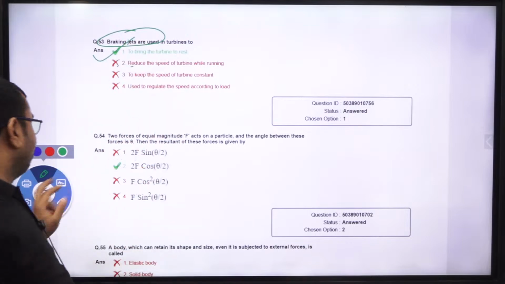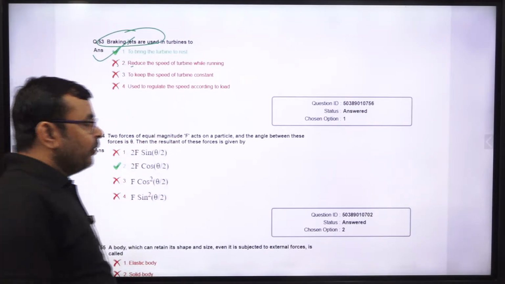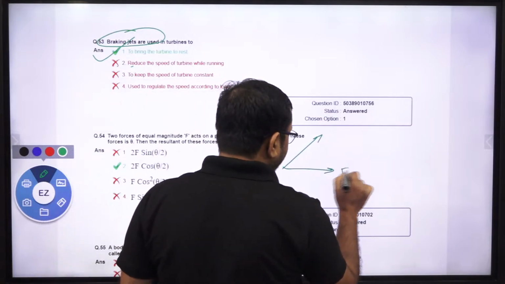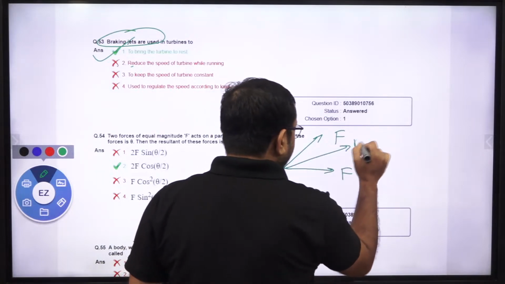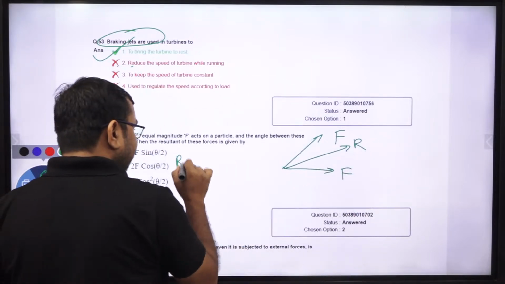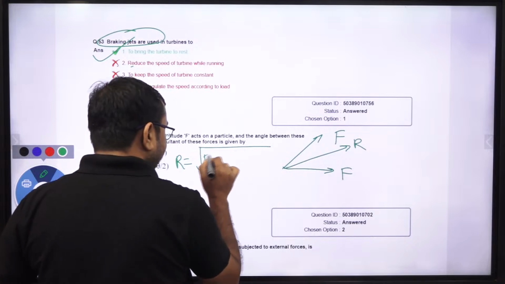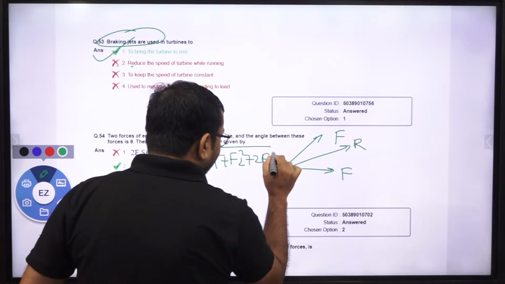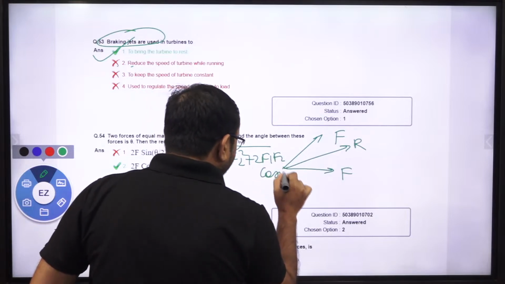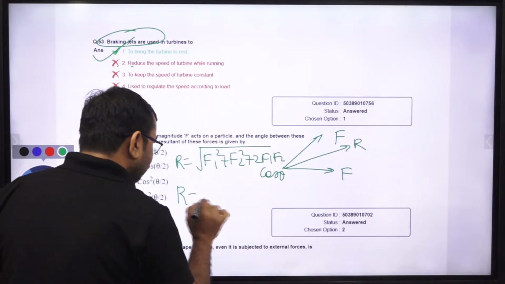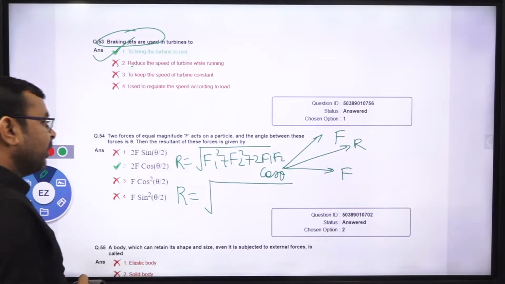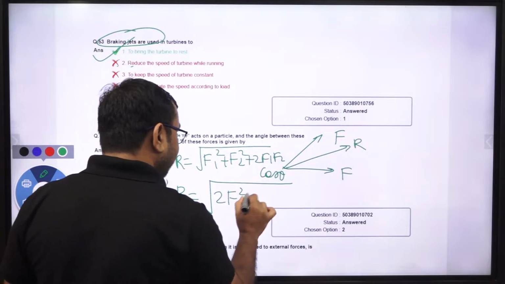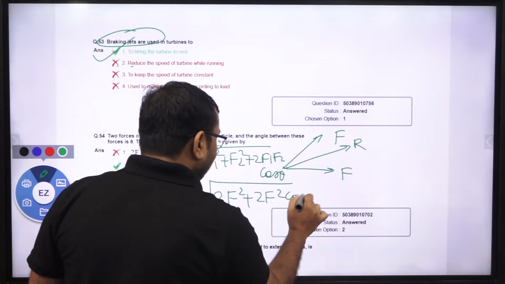Two forces. Now you can see two forces of equal magnitude. Suppose you have two forces with equal magnitude acting like this, then what about its resultant? Correct. So can I say the resultant, from the parallelogram law of forces, is F1 square plus F2 square plus 2 times F1 F2 cos theta. Here F1 and F2 are the same, so can I say this is 2 times F square plus 2 times F square cos theta.